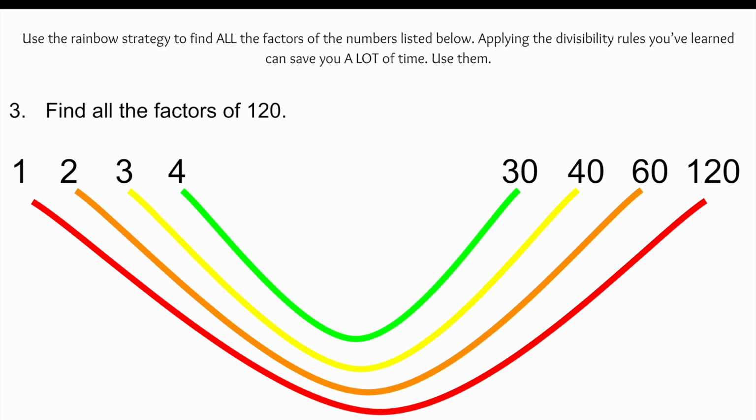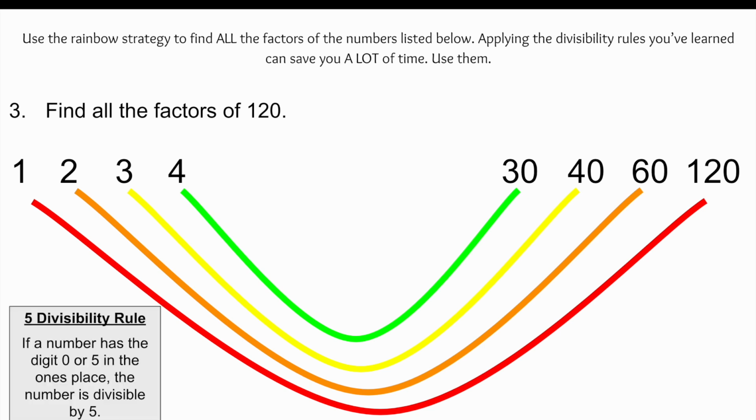Now we'll try 5. If a number has the digit 0 or 5 in the ones place, the number is divisible by 5. If we look at the ones place, it's a 0. So 120 can be divided by 5 without getting a remainder. 5 will be a factor. So let's write it down, and let's do the long division to find the other factor.